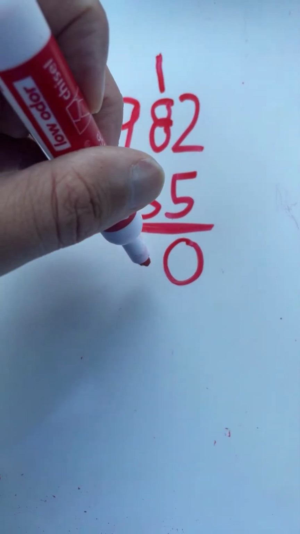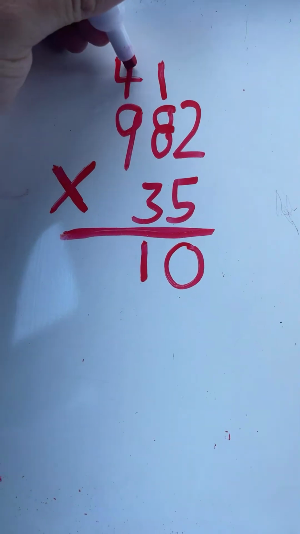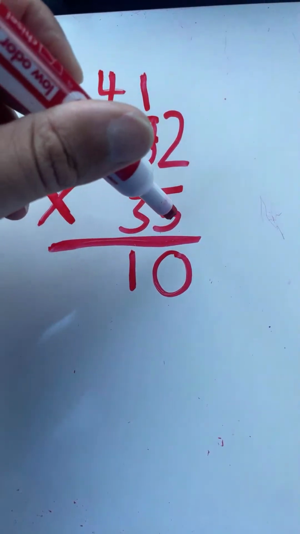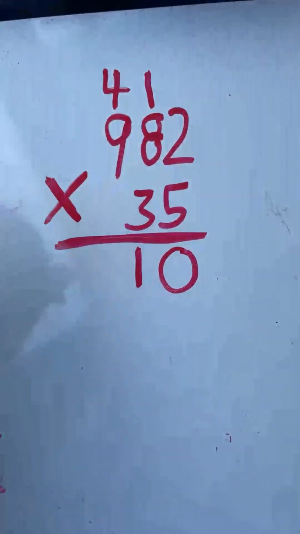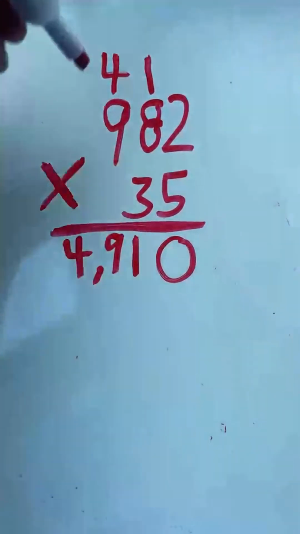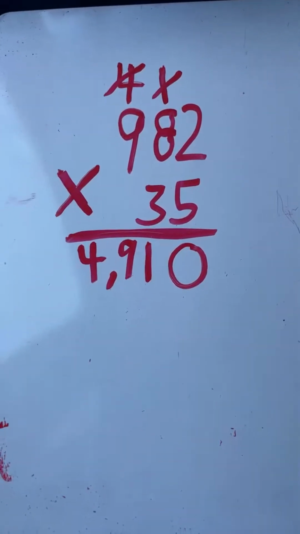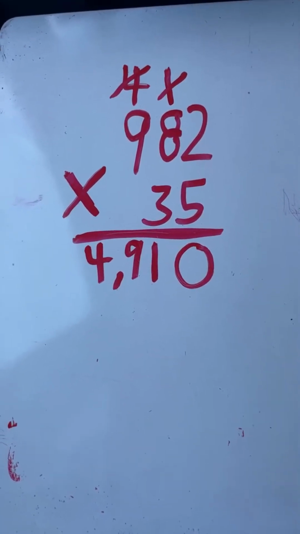So the 1 in 41 goes in the tens place. The 4 in 41 gets carried over to the hundreds place. 9 times 5 equals 45, plus 4 equals 49. So far, we have multiplied 982 times 5.